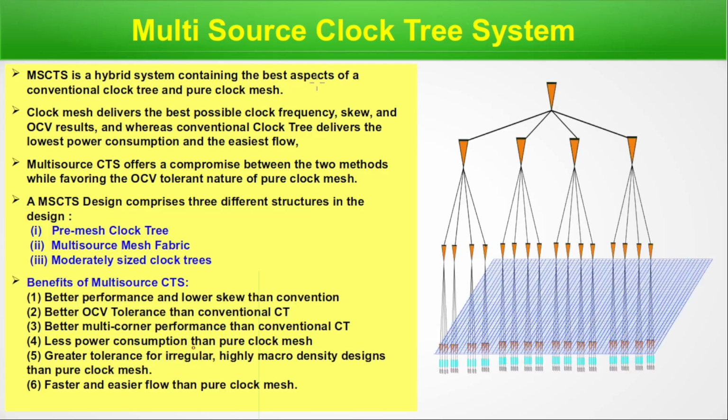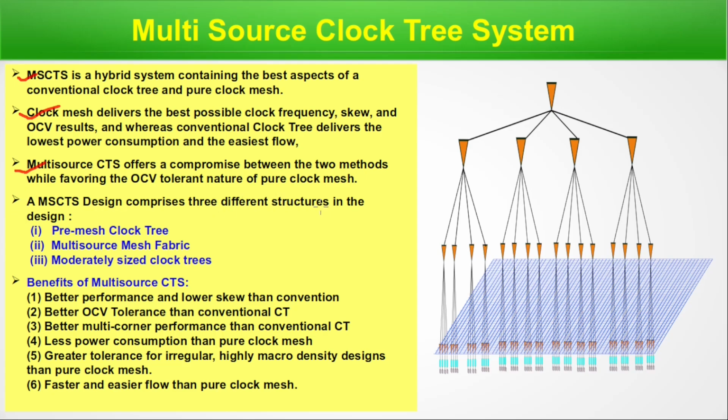MSCTS is a hybrid system containing the best aspects of a conventional clock tree and pure clock mesh. Now, clock mesh delivers the best possible clock frequency, skew, and OCV results, whereas conventional clock tree delivers the lowest power consumption and the easiest flow. So, multi-source CTS offers a compromise between the 2 methods while favoring the OCV tolerant nature of pure clock mesh.